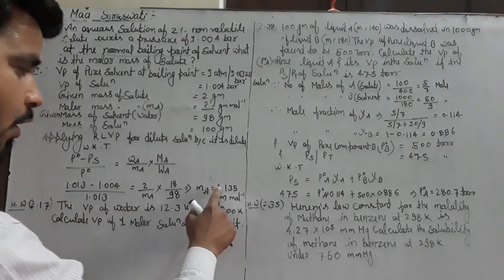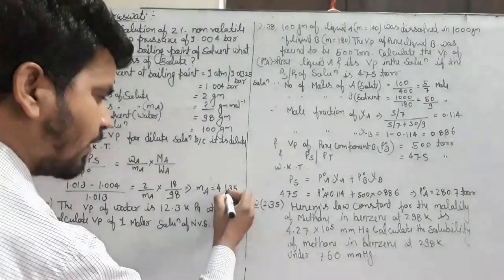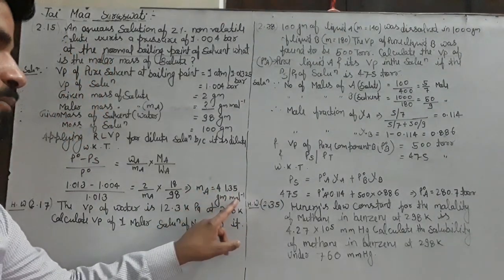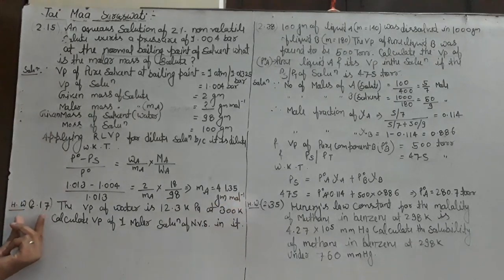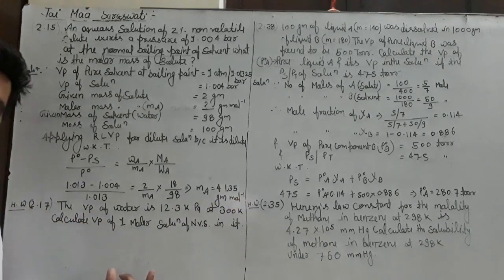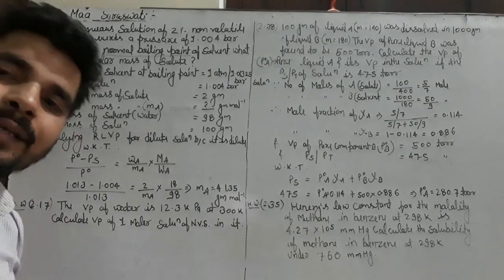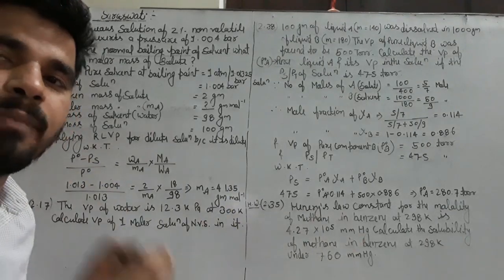after doing all the calculation, 41.35 gram per mole, dear children. Okay, this one is the numerical. You have to note it down, and after that, you have to solve it. Yes, you all have to solve it on your own.